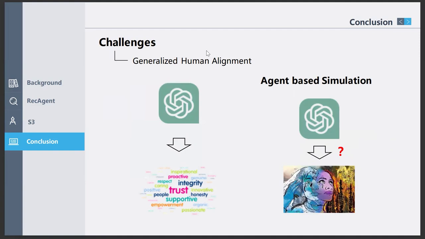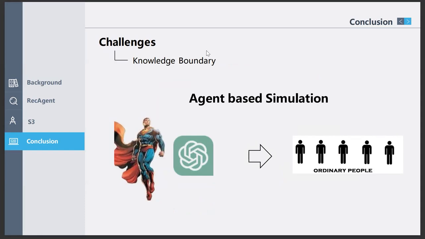However, in social network simulation, the alignment target should be generalized. I believe in the future, because in social networks, we do not only need to simulate positive human values, we also need to simulate worse or even bad human values, so that we can discover the problems in the social network and find effective strategies to solve these problems in real societies. Also, the knowledge boundary is a very important problem in agent-based simulation. Because we would like to simulate ordinary people, but LLMs usually know much more than ordinary people. So how to set the boundary of the LLM is also a challenging problem.